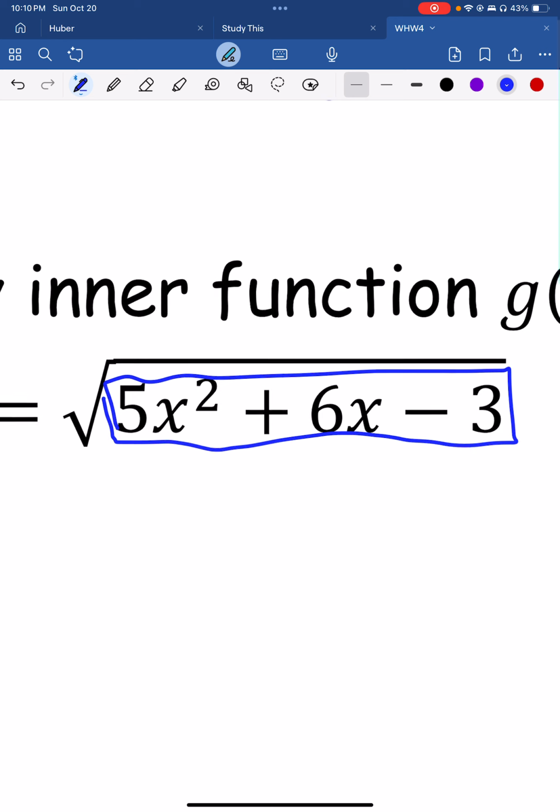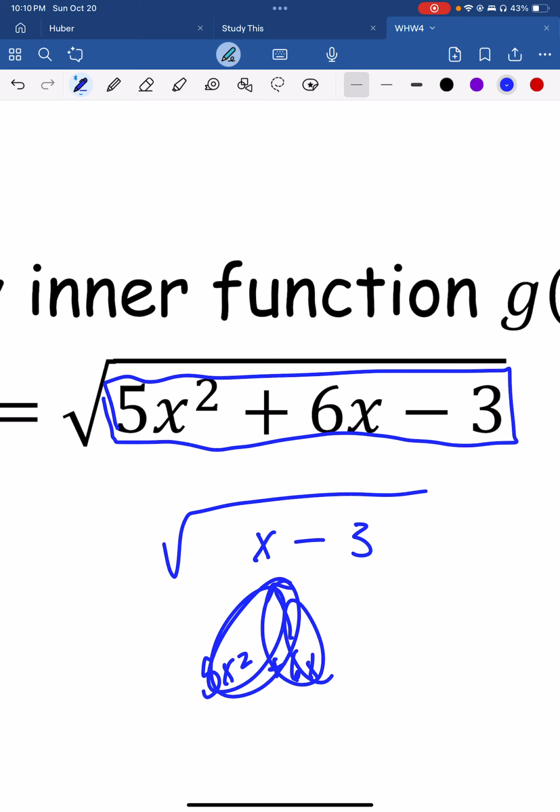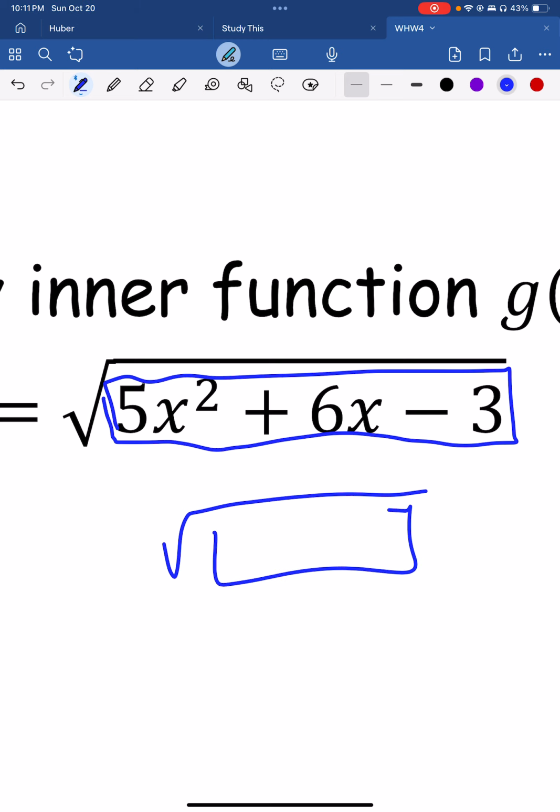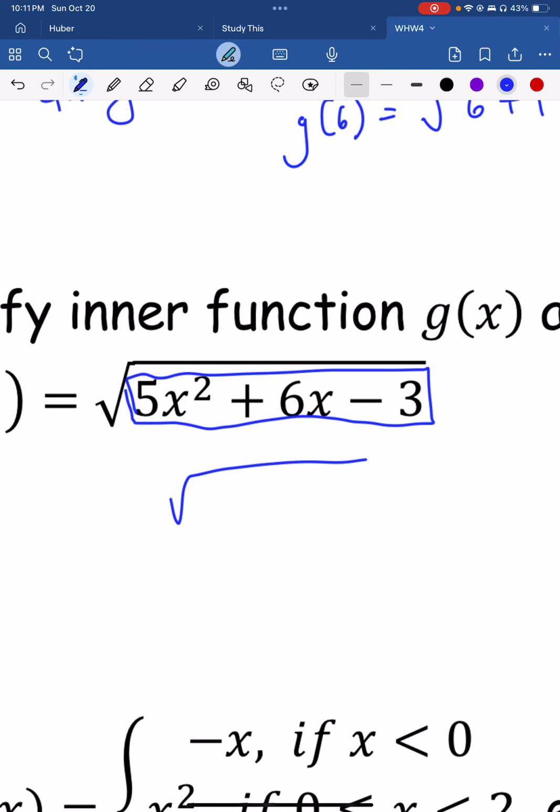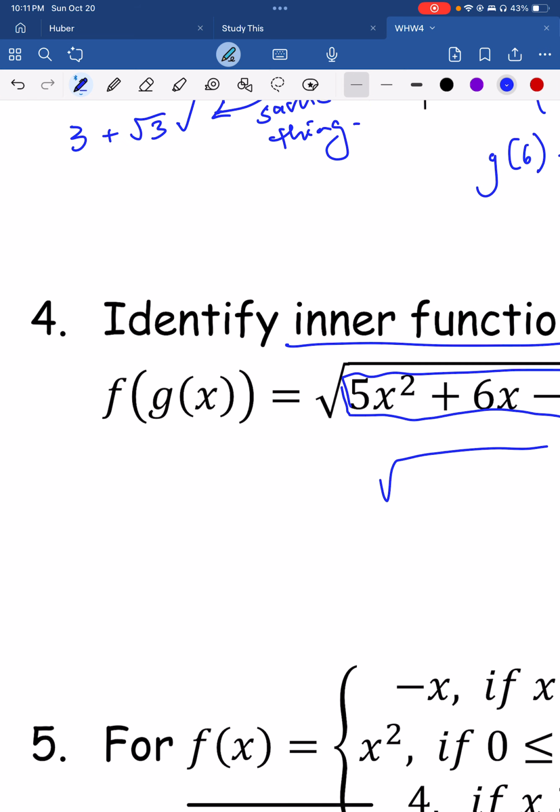You could honestly, if you wanted to, break it up differently, like f of x equals x minus 3, and then the second function would be 5x squared plus 6x, and then you plug that into x. But this is the most traditional way. I'm trying to show you that there's many ways to identify an inner function, because an inner function means that you're plugging a function into another function.